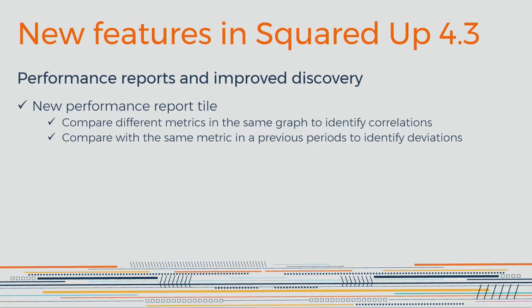So, for example, what did it look like this time last week or last month, so that you can identify trends and maybe sudden deviations from what is the normal for a particular metric. So both of those things can be done for you by the performance report tile.